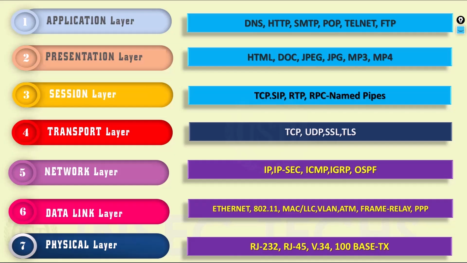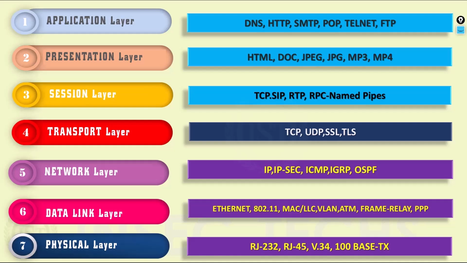Similarly, in the presentation layer, you have HTML, doc, JPG, MP3, MP4. These are presentation layer protocols. Similarly, in the session layer, you have TCP, SIP, RTP, RPC, and so on, named pipes. Transport layer, which is actually the heart of OSI, has TCP, UDP. We are going to learn about TCP and UDP headers, as well as SSL and TLS, the protocols that are there in this transport layer.